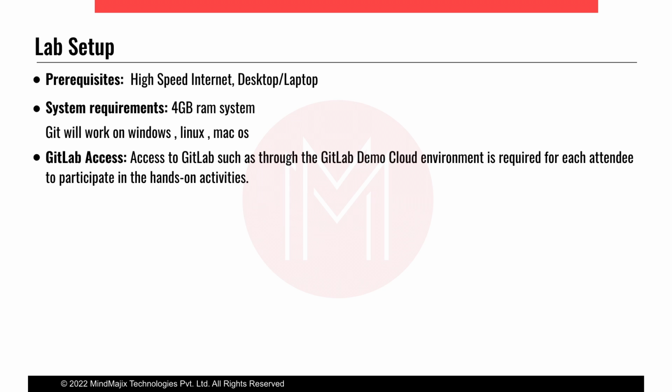And the lab setup prerequisites are high speed internet and a desktop or personal laptop. The system requirement is a 4 GB RAM system, and Git will work on Windows, Linux, and Mac OS. And GitLab access is required, such as through the GitLab demo. A cloud environment is required for each attendee to practice in the hands-on activities.